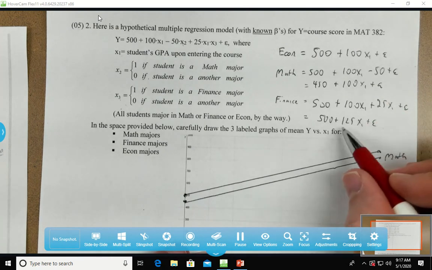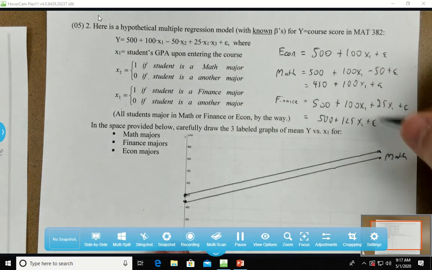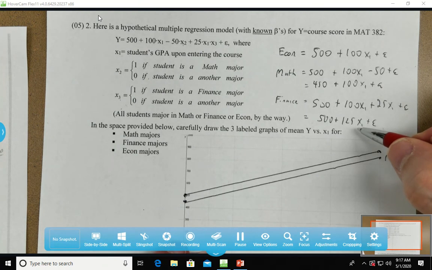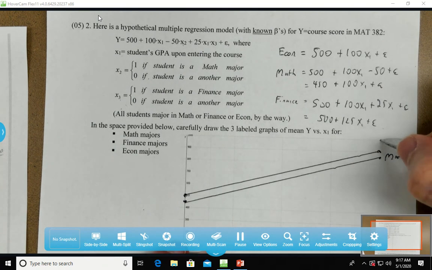And then finally, finance would be 500 plus 125. So 4 times 125 is 500. And so they would be up to 1,000.